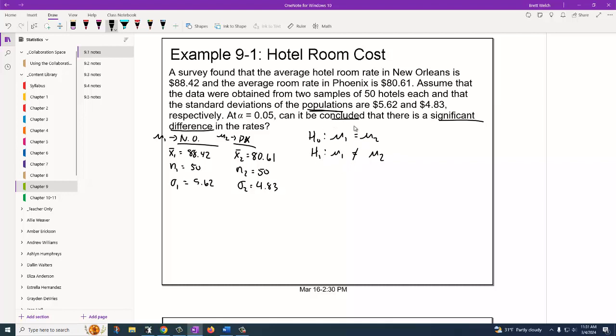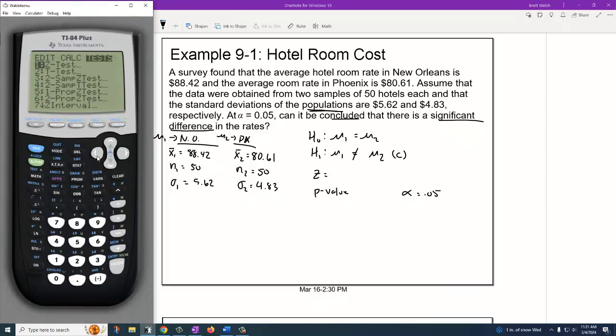And if we want to conclude that there's a significant difference, then we need the claim to be that alternate. The next thing we need to do is use our calculator to find the z-value for our test statistic and the p-value for our comparison to alpha 0.05, so we can make a decision to reject or not reject. I'm going to grab my calculator.